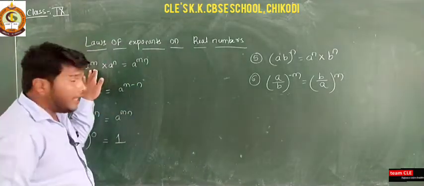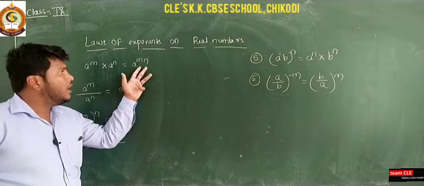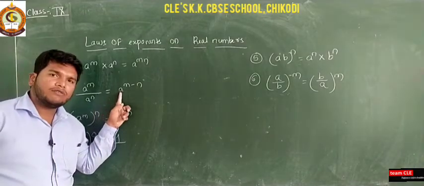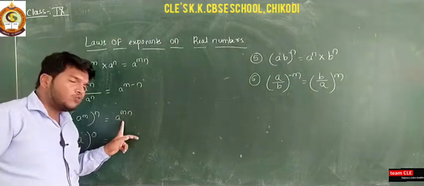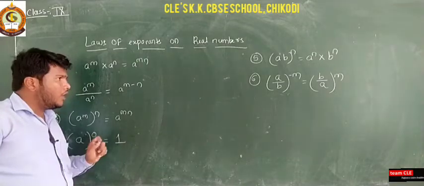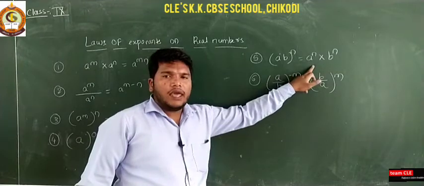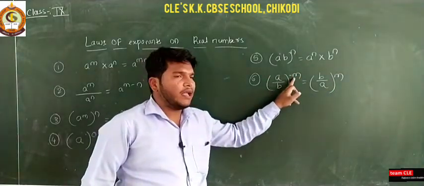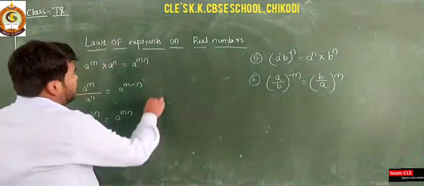Once again, a raised to m into a raised to n is equal to a raised to m plus n. a raised to m divided by a raised to n is equal to a raised to m minus n. a raised to m whole raised to n is equal to a raised to mn. a raised to 0 is equal to 1. a into b whole raised to n is equal to a raised to n into b raised to n. And a by b whole raised to minus m, if you take the reciprocal, becomes positive m.